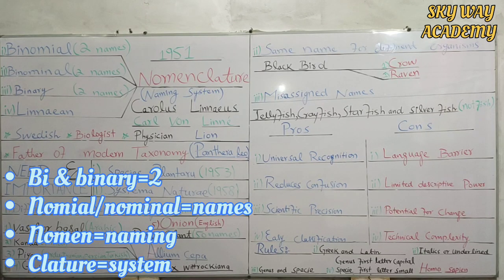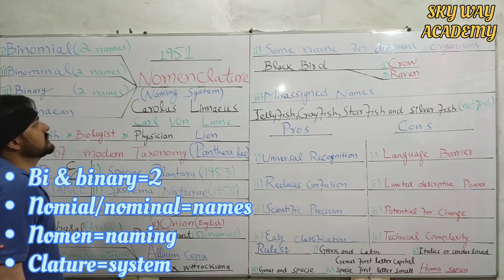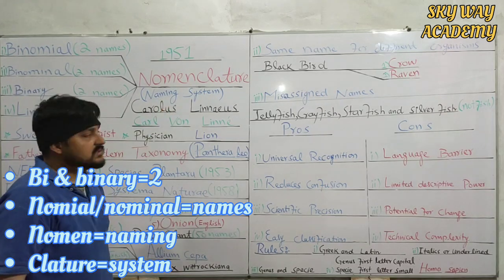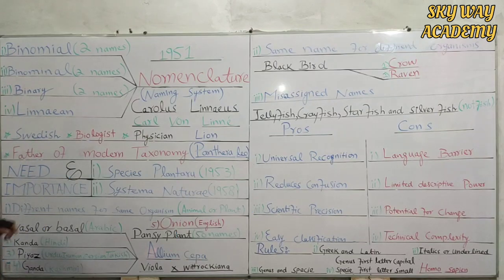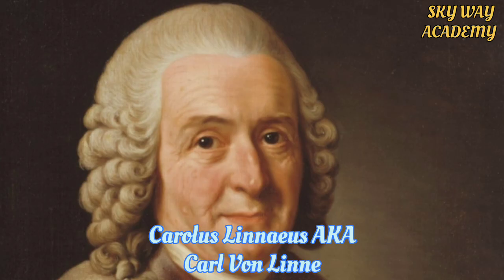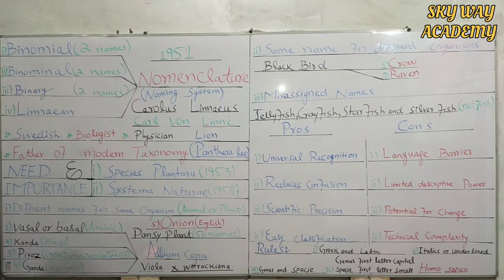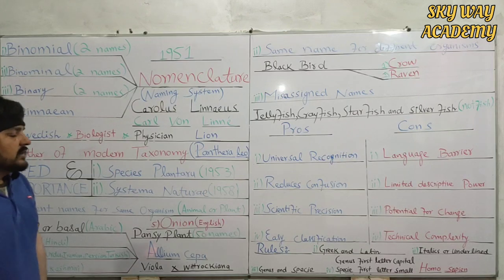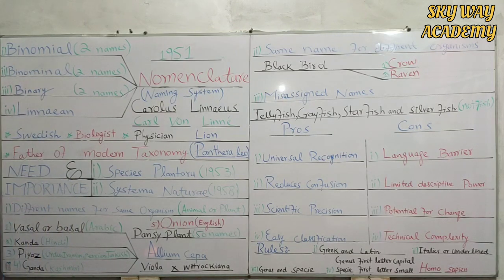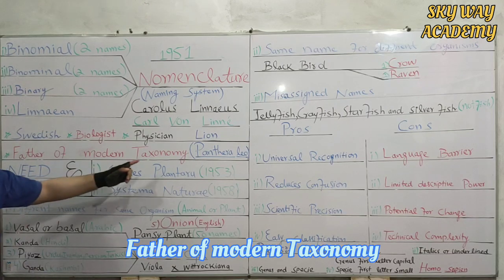Let's dissect its heading. Bi means two, nominal means names, and nomenclature means naming system. Linnaean is the name of the scientist who introduced this system. His name was Carolus Linnaeus, also known as Carl von Linné. He was a Swedish biologist and physician, and he is known as the father of modern taxonomy.